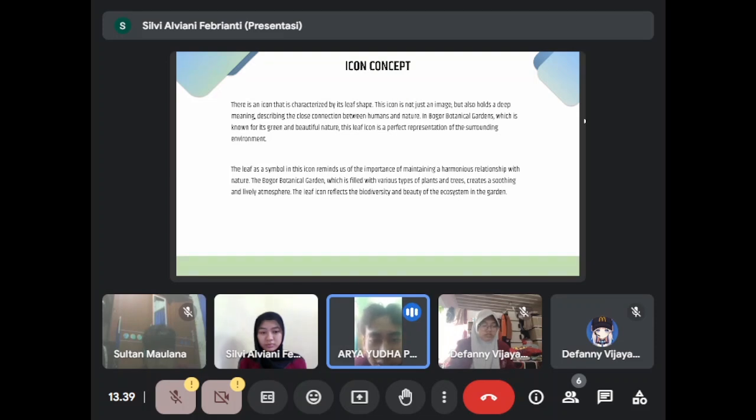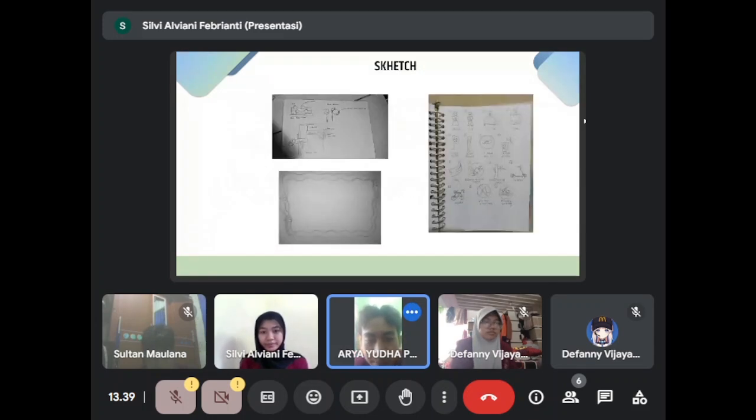The leaf as a symbol in the icon reminds us of the importance of maintaining a harmonious relationship with nature. The Bogor Botanical Garden, which is filled with various types of plants and trees, creates a soothing and lively atmosphere. The leaf icon reflects the biodiversity and beauty of the ecosystem in the garden. Next, please. This is what we have made. Next, please.